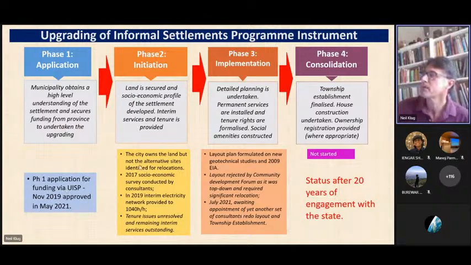So really, prior to this happening, there were some initiatives like a socioeconomic survey. Consultants were appointed to do a layout for the area. In 2019, interim electricity was installed into the area. No tenure issues have even been discussed.